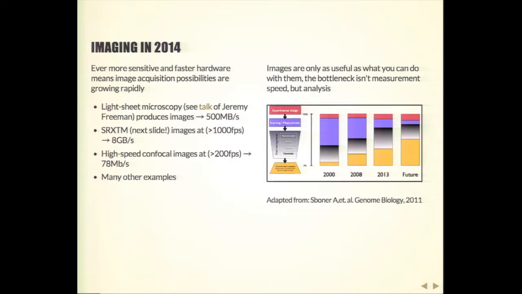So as a look at imaging in 2014, with the constant improvement in detectors and light sources, imaging has gotten much quicker in recent years. Light sheet microscopy, like was talked about in the keynote, can produce images at 500 megabytes a second or more. Synchrotron-based X-ray tomographic microscopy, which I'll explain in the next slide, can make images at over 1,000 frames a second and 8 gigabytes a second of data, which is really an incredible volume to try to deal with. High-speed confocal images can now be over 200 frames a second, which is then 78 megabytes. And there are really many other examples from MRI and other fields of very high volumes of image data coming in.